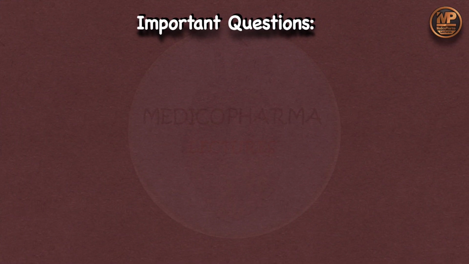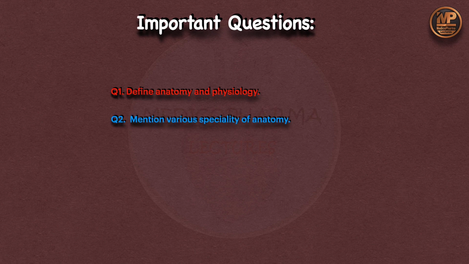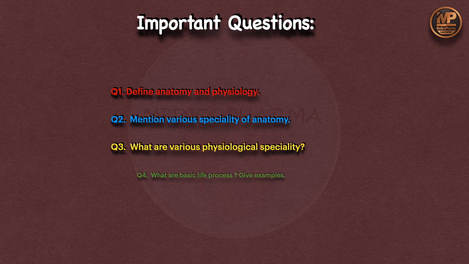Now we'll discuss some important questions from this topic. Generally the questions are direct, like define anatomy and physiology, or mention various specialties of anatomy, that is the scope of anatomy. What are various physiological specialties, that is the scope of physiology, and what are basic life processes, give examples. So this type of question may come. Hope you have understood this.